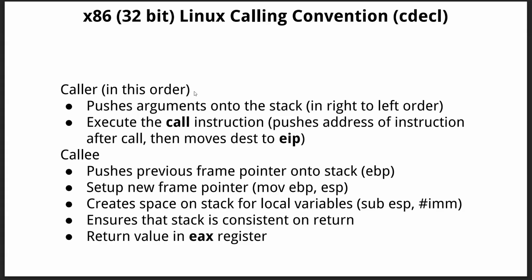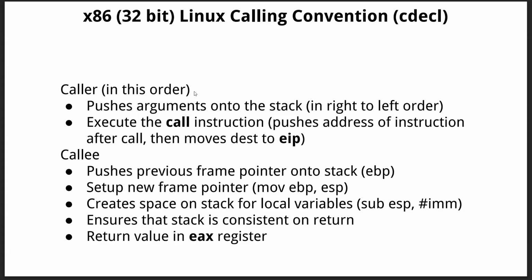Then it will set up its own new frame pointer by moving ESP to EBP, because we just pushed that. So the latest address will be in ESP, then we just move that to EBP. Now EBP has the current function's frame pointer. Then we are going to create some space for local variables, by subtracting some number from ESP. So those are the three instructions we just saw. Then it will just execute its code.